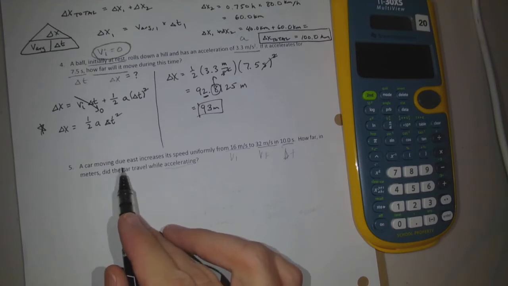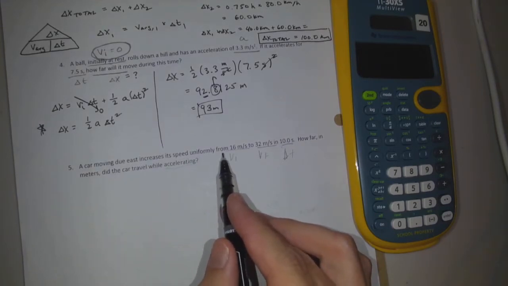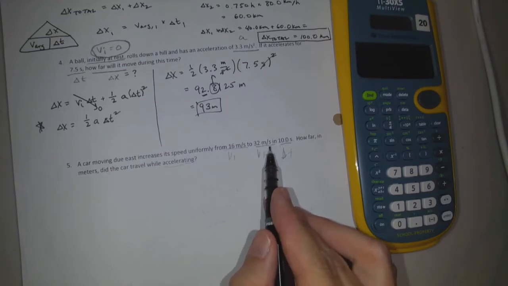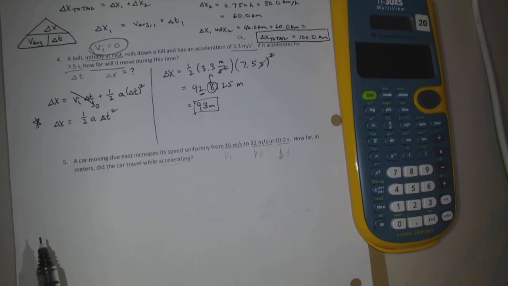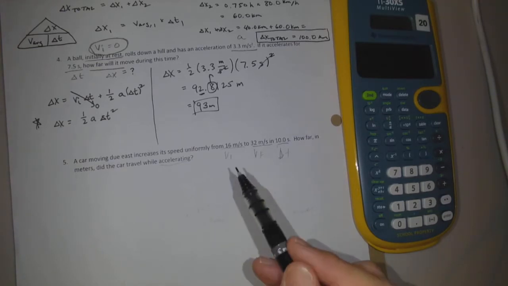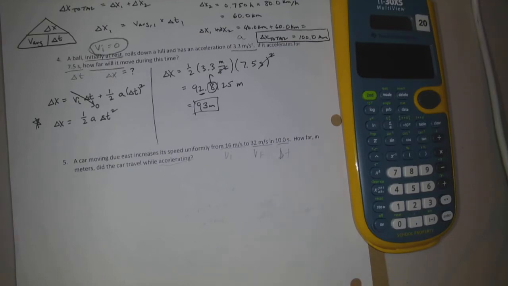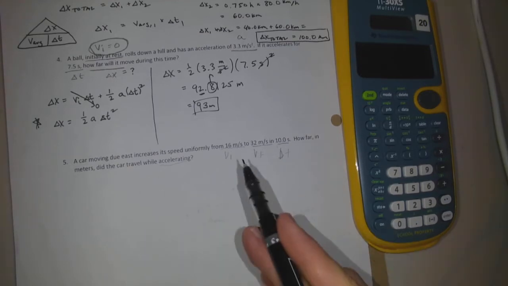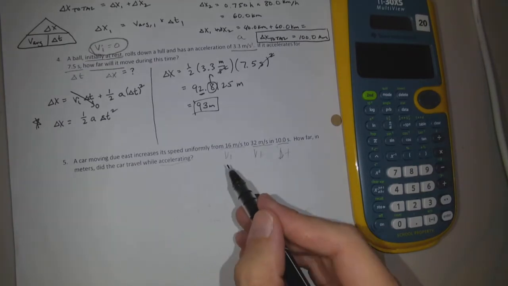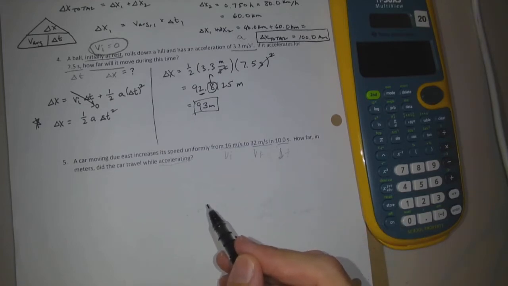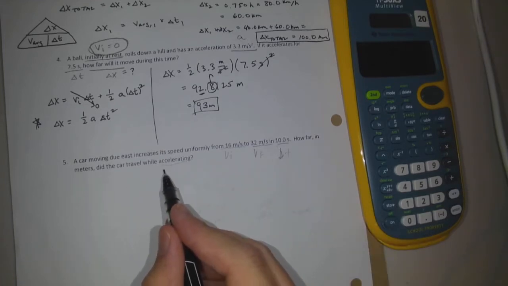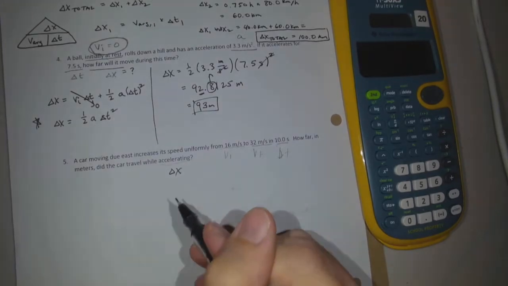A car moving due east increases its speed uniformly from 16 meters per second to 32 meters per second in 10 seconds. How far in meters did the car travel while accelerating? These notes here were made by a student that described this in class. But they're perfect labels. So we read, we try to imagine the situation, and then we label. Car accelerating from that fast to that fast. Initial velocity, final velocity, change in time, how far in meters. Okay, so that's going to be a delta x.